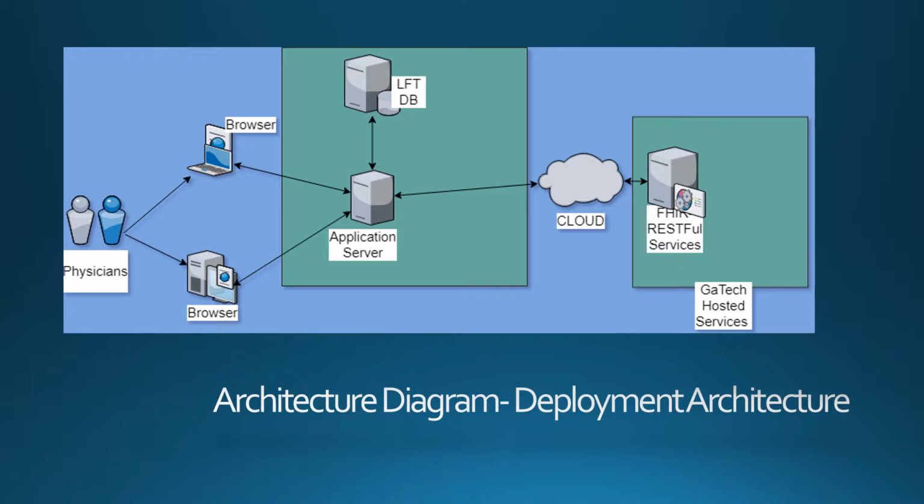And from the application server, we are going to make a REST call through the cloud to access the 5 RESTful services. These RESTful services are hosted by the Georgia Tech services. So we'll be invoking the RESTful service through the cloud, and then we are getting the data back into our MVC pattern.